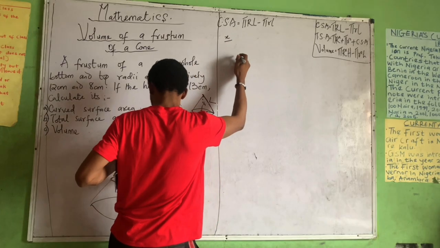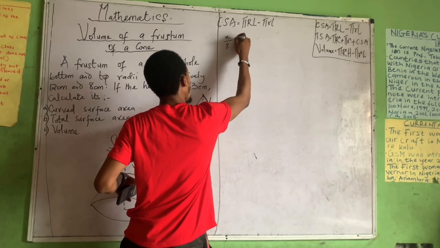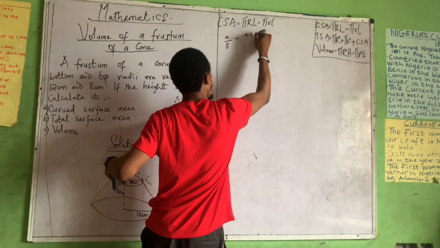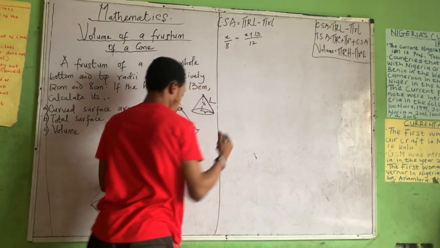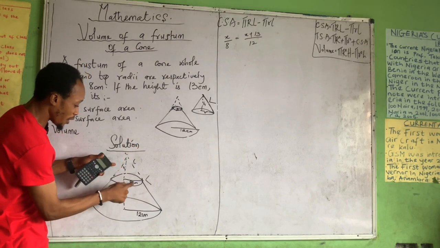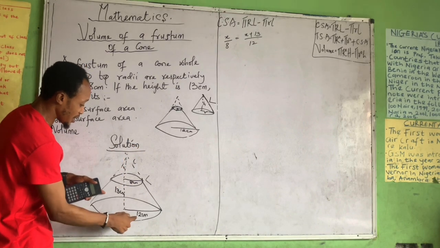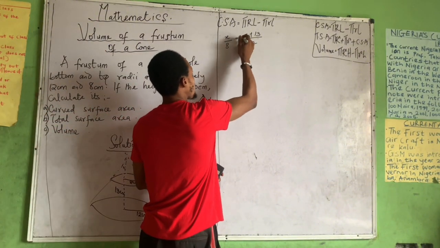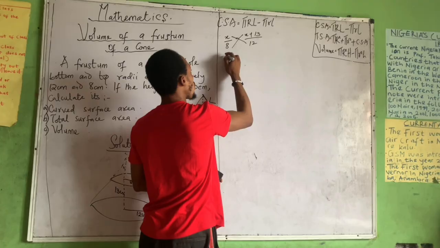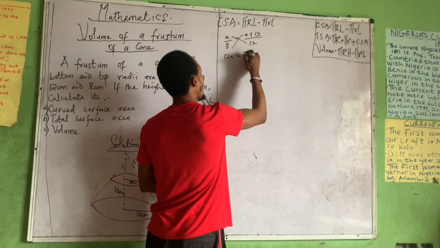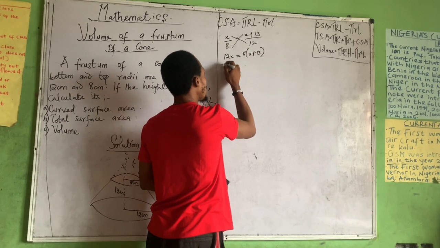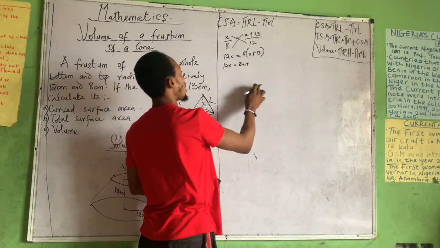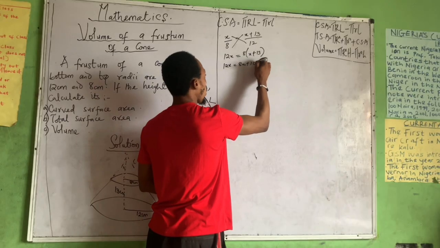So x over 8 equals x plus 13 over 12. This over this equals this plus this over this. They are parallel, and parallel are always the same. At the end of the day, we want to get x. So this times this and this times this. We have 12x equals 8 open bracket x plus 13, so 12x equals 8x plus 13 times 8. That should be 104.